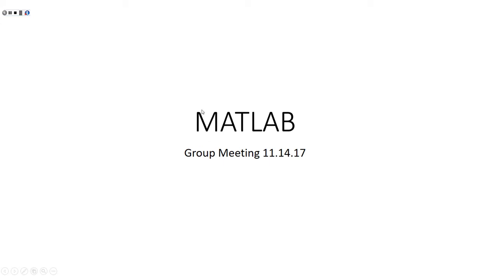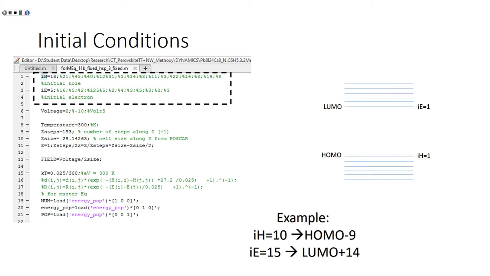Yeah, so as Dimitri mentioned, this is more of just a primer on the practical things you have to know on how to actually just run the software based on the things you want to simulate. So when you open the code, the first thing you're going to see is this top line here, IH and IE, and those basically just change your initial conditions for the optical transitions you want to look at.